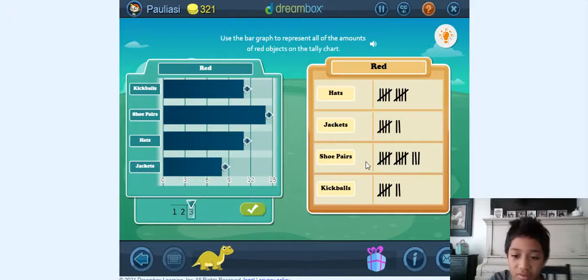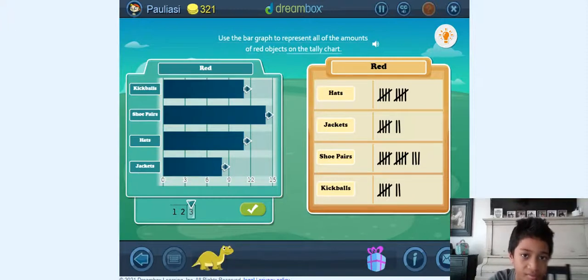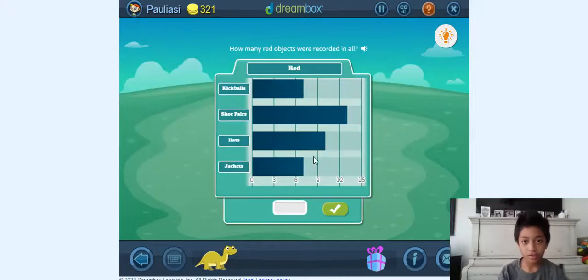Then how many hats? Where did the check mark go? Oh, I was mistaken. Whenever you're wrong, it usually just does that. So that's what happens if you get it wrong. But now I'm just going to really do it.